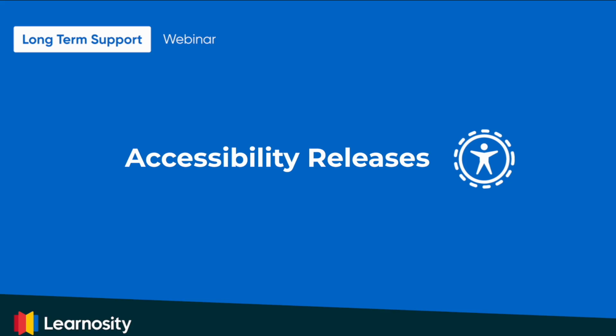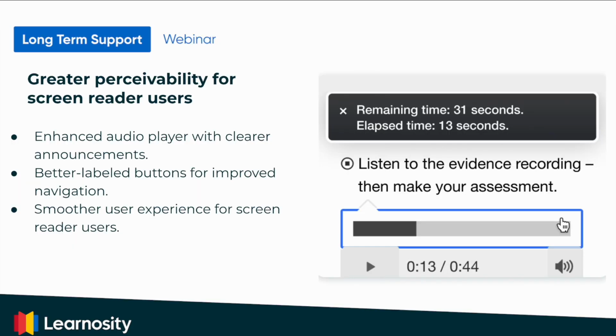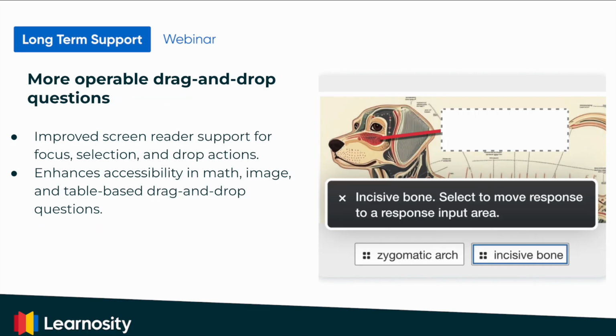Moving on to accessibility. Our latest audio player enhancements improve the experience for screen reader users by offering clearer announcements, better labeled buttons, and smoother navigation. Finally, screen reader support is now more consistent when focusing, selecting, and dropping response containers with math, images, and tables in various drag and drop question types.